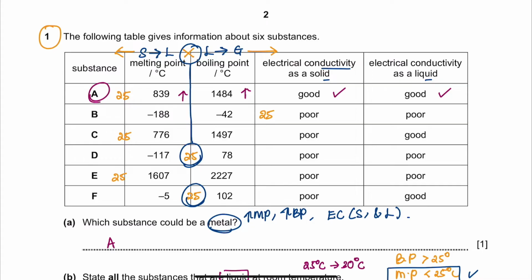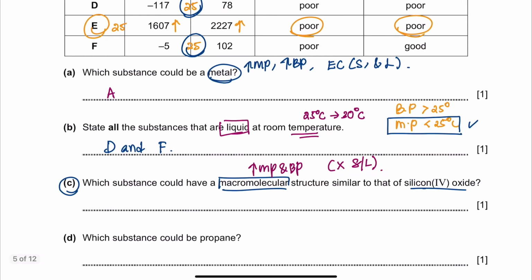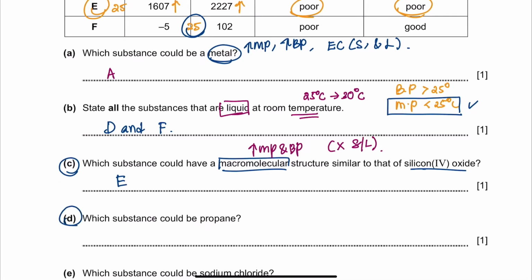You can see that substance E has relatively very high temperature. However, it is a poor conductor in solid and liquid state. Therefore, your answer for this part C could be E. Question D, which substance could be propane? Now, propane is a gas at room temperature.